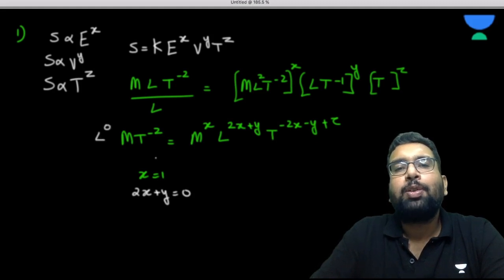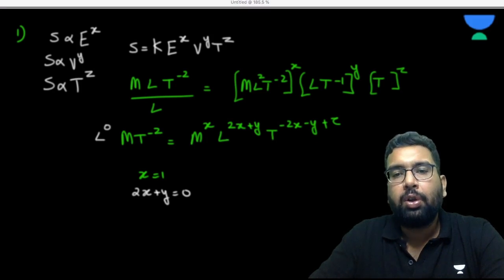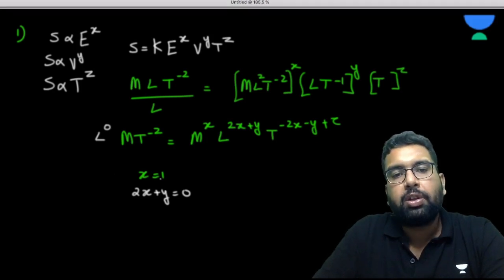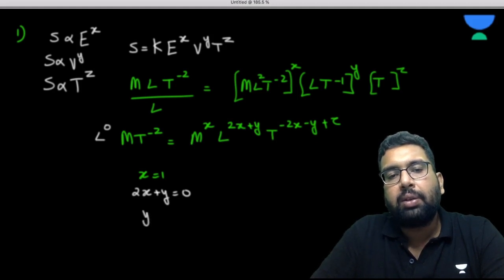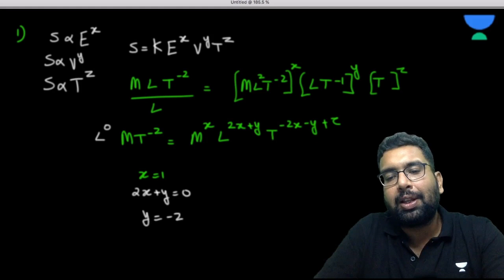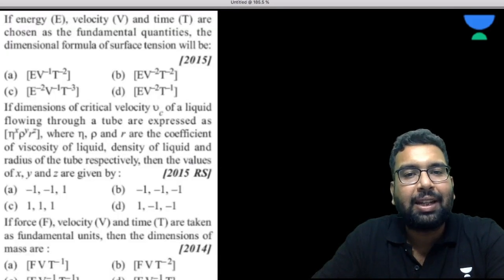e to the power 0. So if I compare the bases, I'll be getting 2x plus y is equal to 0. So from here x is equal to 1, so y is going to be minus 2. Now let's see if any option matches by this.